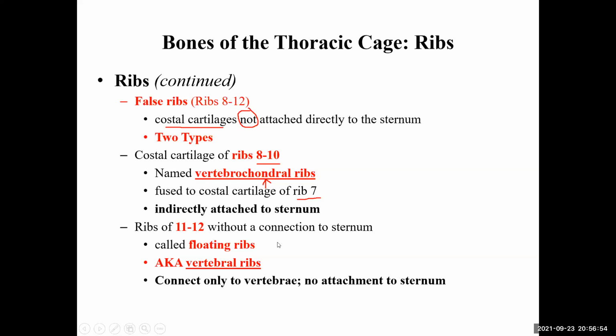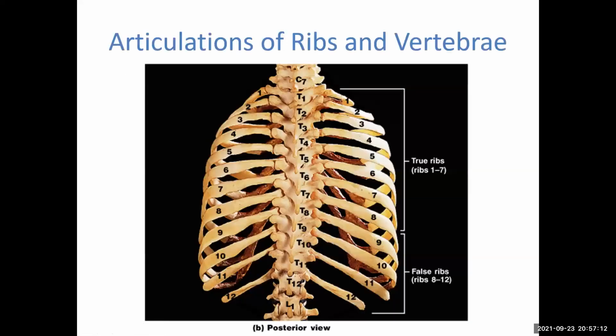Now, the last two ribs, 11 and 12, do not connect to the sternum at all. So we also call those floating ribs. But you should know this word too, vertebral ribs, which just means they only come from the vertebra and they don't attach to anything else. It's important that you know those. This picture shows your last two floating ribs, or excuse me, not false ribs, vertebral ribs, 11 and 12. They don't attach to anything. Okay, so the true ribs are ribs 1 through 7, false ribs 8 through 12.